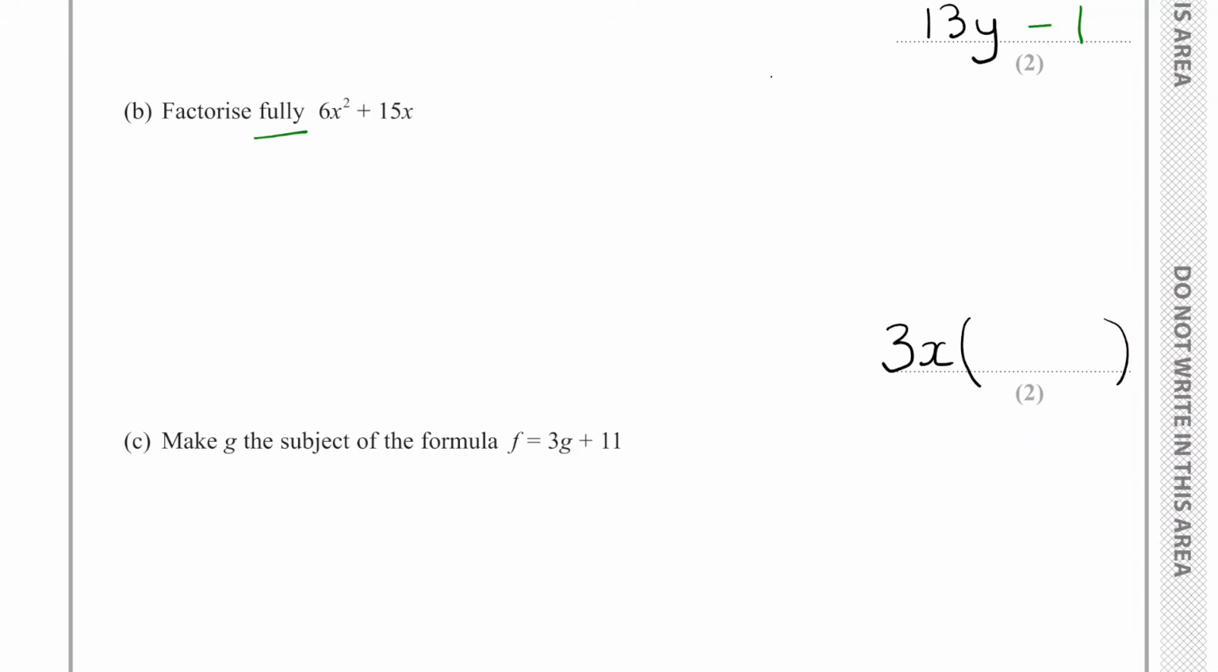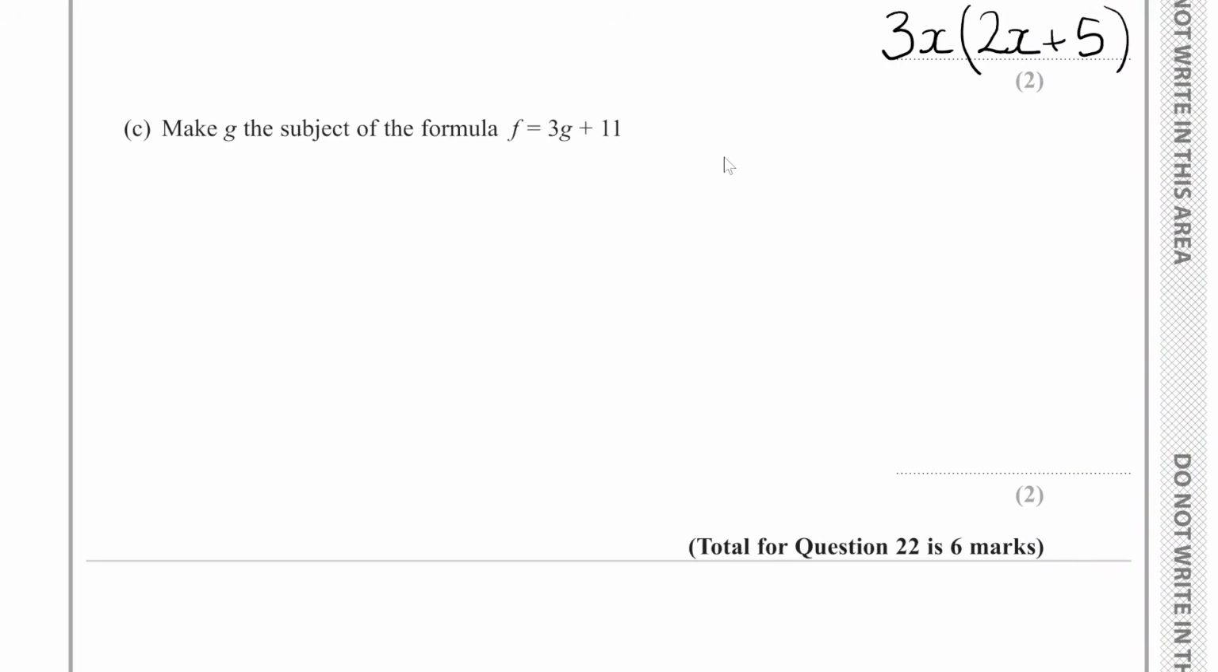3x times something makes 6x squared. 3 times 2 is 6. X times x is x squared. So 3 times 2 is 6, x times x, x squared. So they multiply to make 6x squared. 3x times something makes 15x. That's 5.